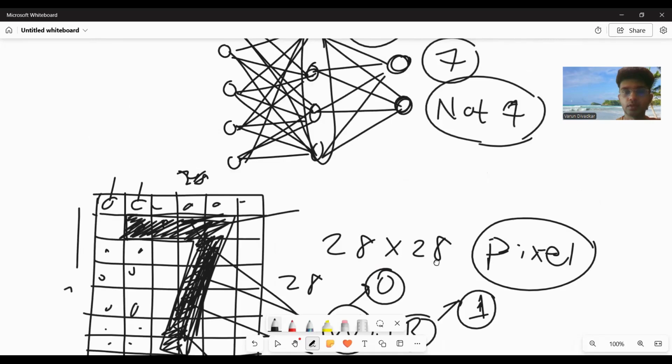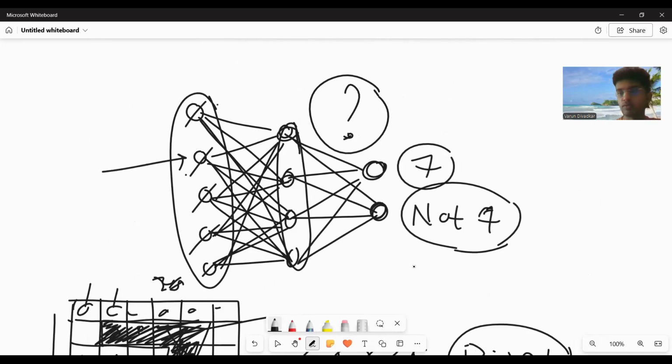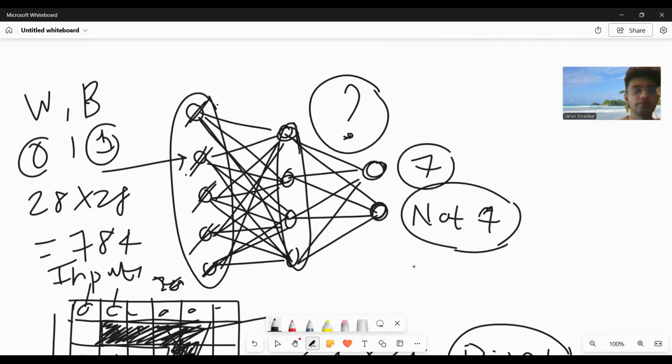So what's essentially happening here is you see these are the input nodes. This image is only for representational purposes, but in reality, each of these 28 by 28 pixels is an input. So in all, we are going to have 28 into 28 equals 784 total inputs. Some of these inputs are going to be white and some of them are going to be black. Essentially, some of them are going to be 0 and some of them are going to be 1.